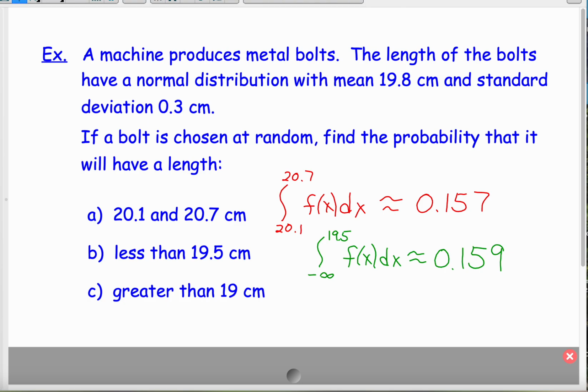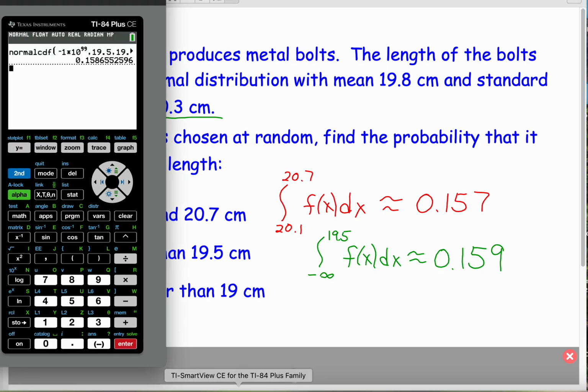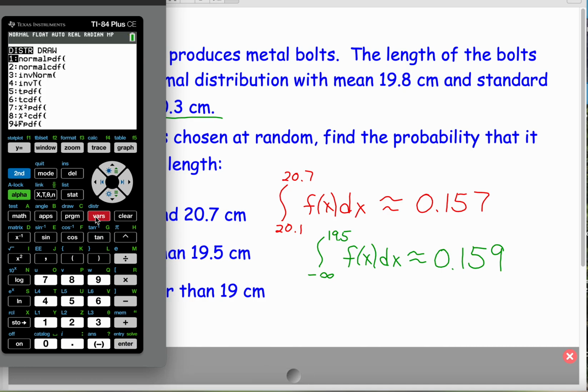If you look at it, the standard deviation is only 0.3. And remember, the probability that something lies within 3 standard deviations of the mean is almost 100%. It's 99 point something percent. So 3 standard deviations would be 0.9, or just about 1 unit. So my answer is not going to be too far off if I don't go all the way to negative infinity. Watch what I'm going to do here.